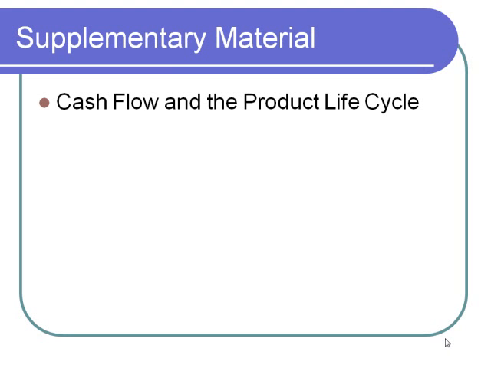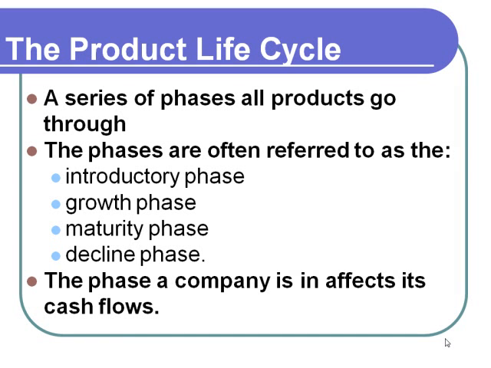All right, supplementary material. I am going to present to you information that is not in your textbook, and it is cash flow and the product life cycle. The product life cycle, you may have studied the human life cycle or the life cycle in biology. And the life cycle, in very simple terms, is introduction or conception. The next phase would be growth. The next phase would be maturity. And the last phase would be decline and ultimately death. So products have those same life cycles.